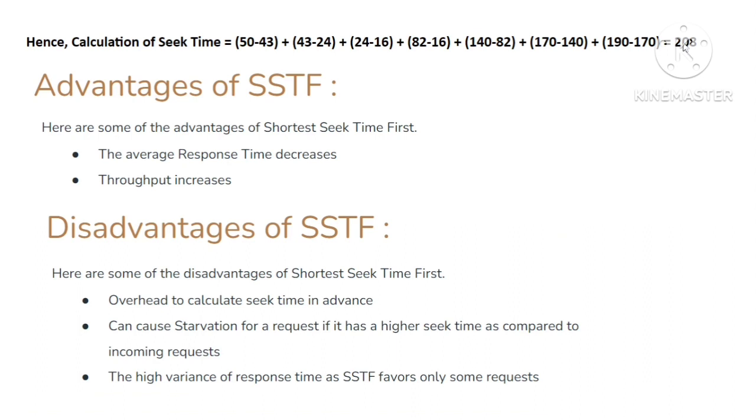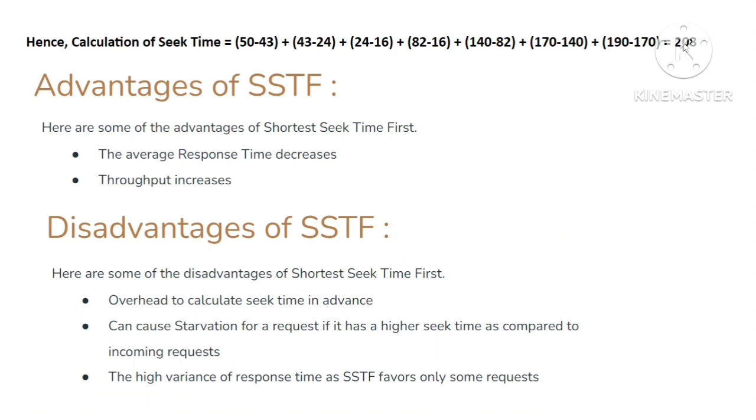First is the overhead to calculate the seek time in advance. Firstly, we have to calculate which track is nearest to the current position. Calculation is done by subtraction. One has less movement, the other has more movement, so we have to choose the one with less movement. So we have to calculate first. So it is the overhead to calculate the seek time at once.